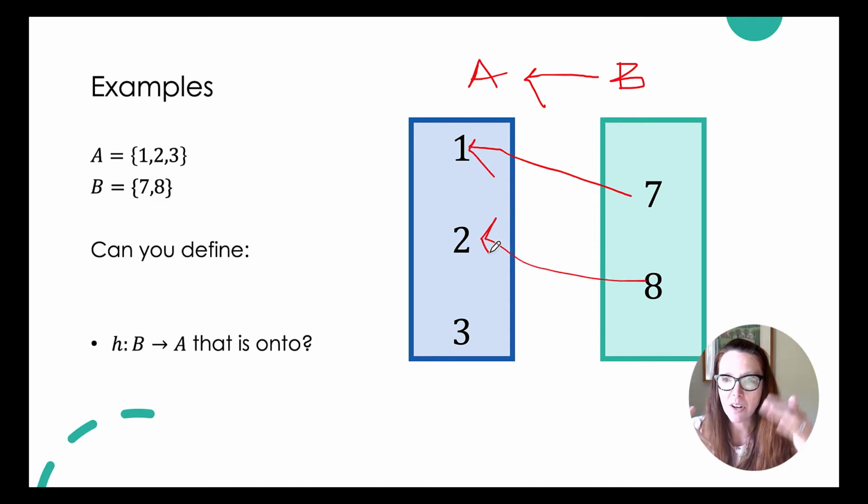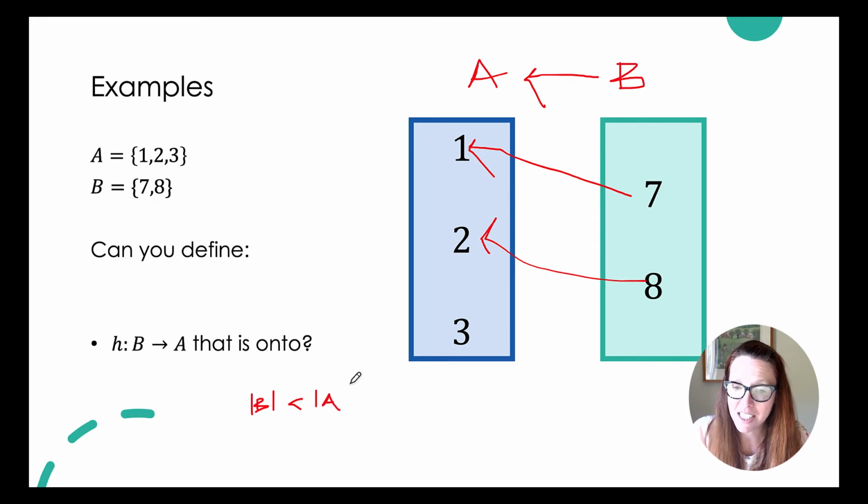But no matter the order that I do that in, there's always one that's going to be missed, because the size of B is smaller than the size of the set A. I can't possibly make this work. And so it's not possible in this scenario to find an onto function. And that's because the cardinality, the size of our set B, is smaller than the size of our set A. And in that scenario, you'll never be able to define a function such that h is onto.